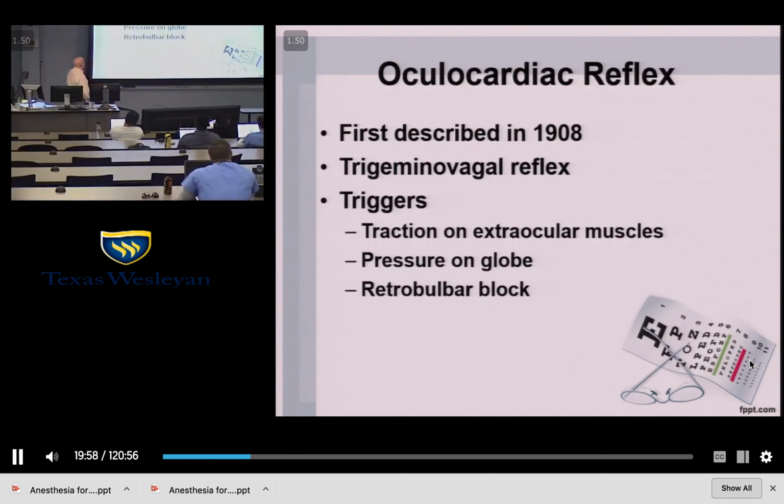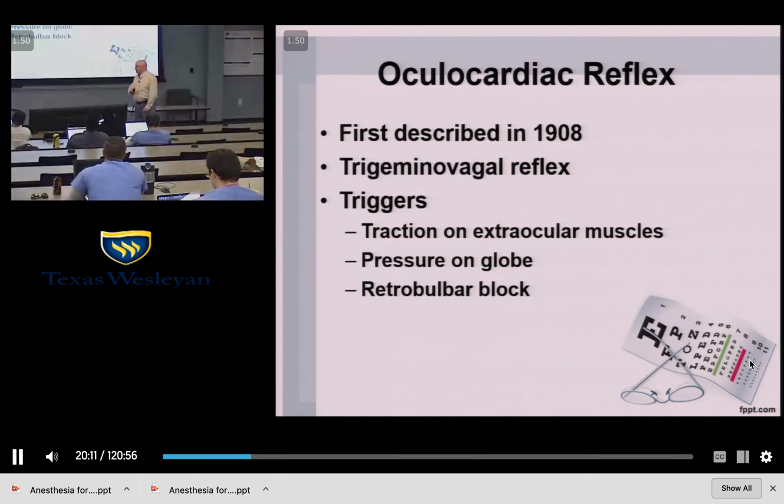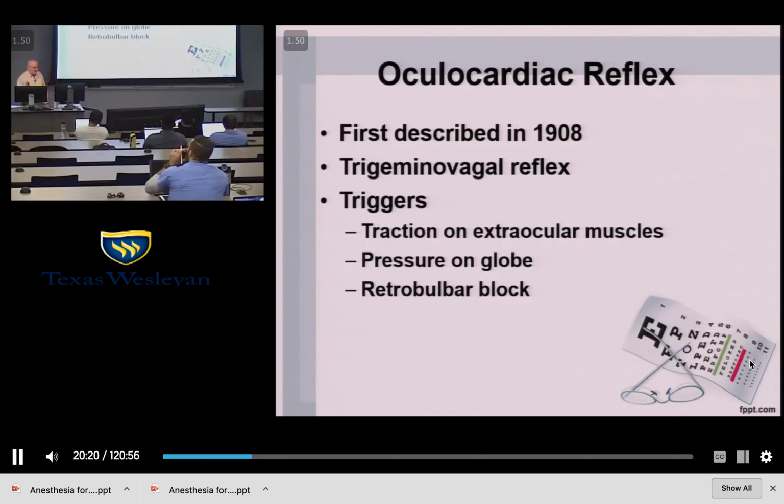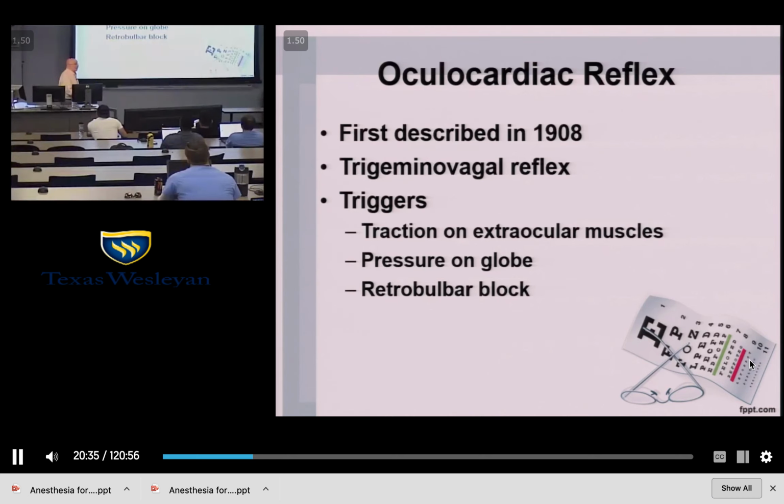Okay, good. So the oculocardiac reflex. We talked about this a little while ago. This is a real phenomenon, and it can be a little bit confusing too. It was first described in 1908, but it's what's called the trigeminovagal reflex, the five and dime reflex. Everybody knows it as the five and dime. Triggers are traction on the extraocular muscles, external pressure on the globe, or a retrobulbar block.